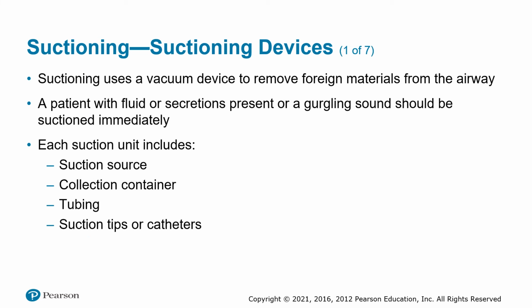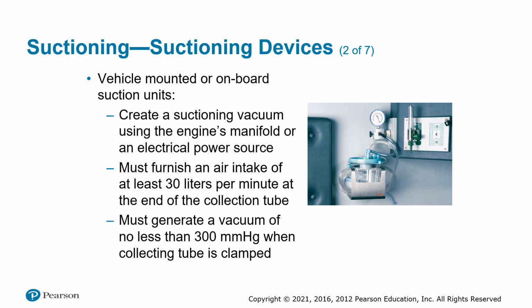Suctioning devices. Suctioning uses a vacuum device to remove foreign materials from the airway. A patient with fluid or secretions present or a gurgling sound should be suctioned immediately. Each suction unit includes a suction source, collection container, tubing, and suction tips or catheters. There are vehicle-mounted or onboard suction units. These create a suction vacuum using the engine's manifold or an electrical power source. You must furnish an air intake of at least 30 liters per minute at the end of the collection tube, and it must generate a vacuum of no less than 300 millimeters of mercury when the collection tube is clamped.